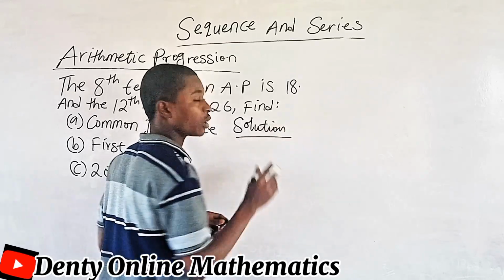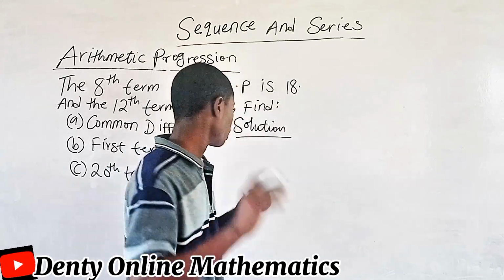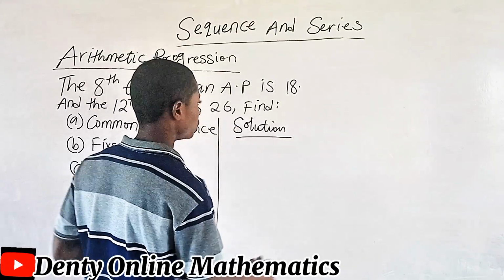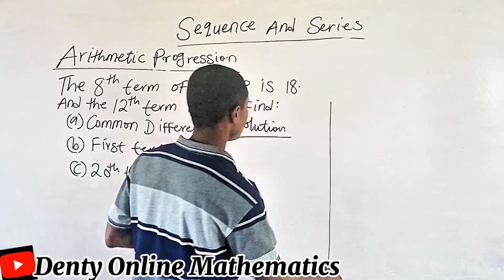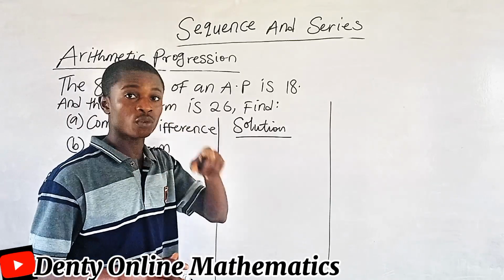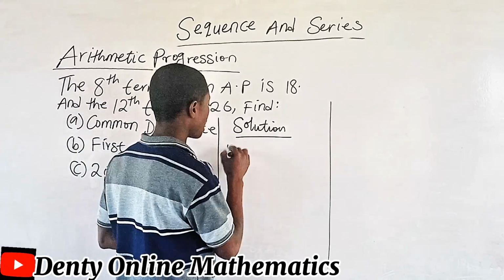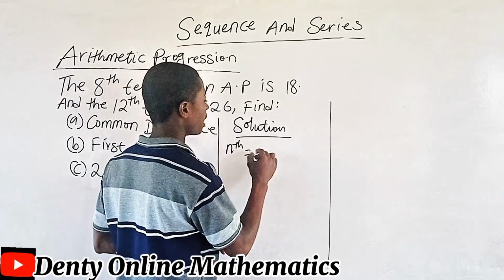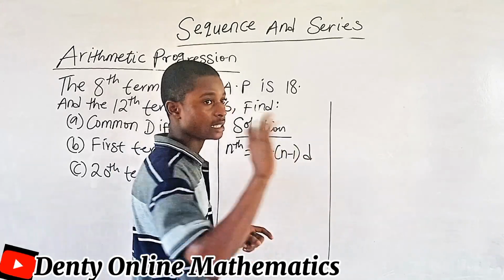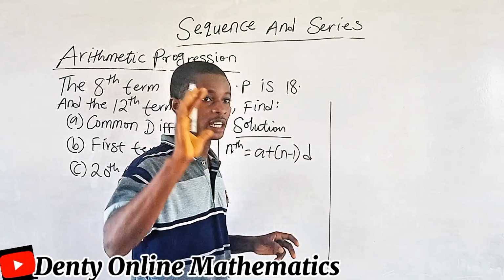Now to do this, we need to bring them out. And for clarity's sake, I will divide the board. Now this is how you are going to do it. The first term, remember, we are going to look for the nth term. So the nth term of an AP is given by A plus (n minus 1) D. That's the nth term of an AP.